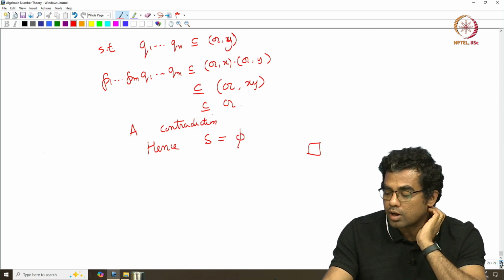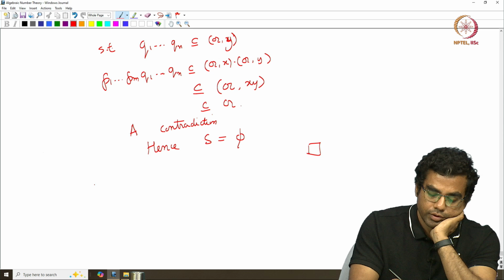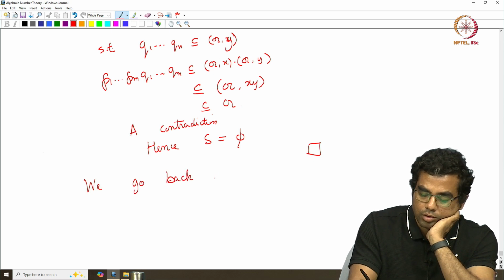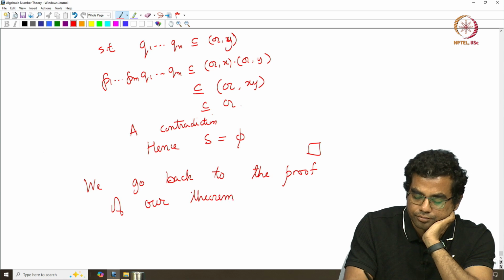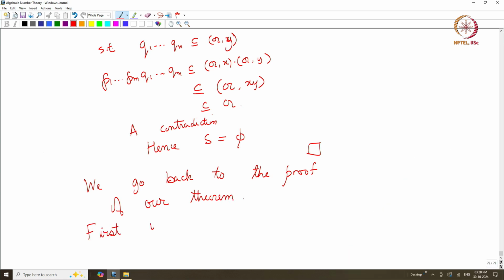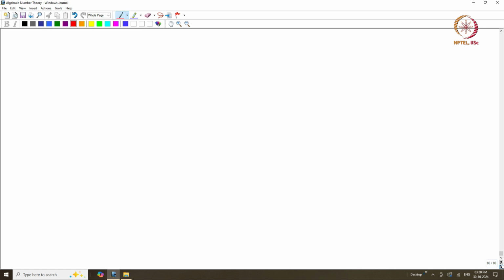Okay. So, I am going to use this lemma for our Dedekind domain. Now, we go back to the proof of our theorem. So, first we prove that every non-zero prime ideal in R has an inverse. Okay, all right. So, how do we do this? Well, if you think about it a little bit, let P be a non-zero prime ideal.